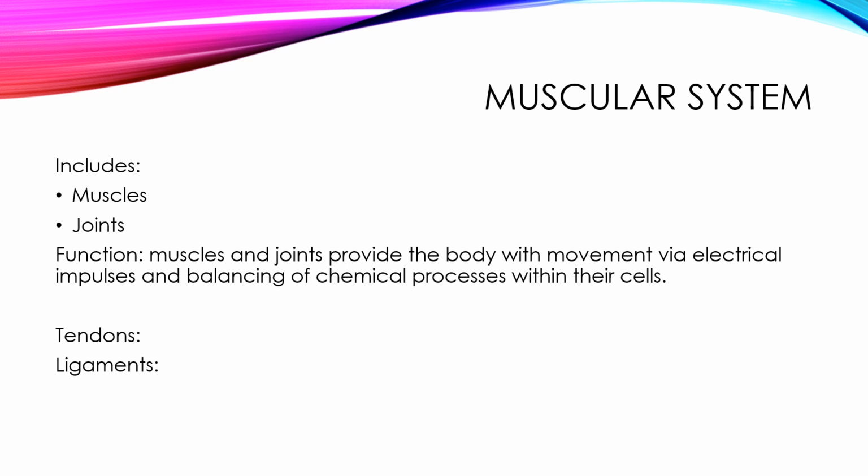The muscular system. So this includes, of course, muscles and joints. Your big function here is that they provide the body with movement via electrical impulses, and they also balance your chemical processes within their cells. So there's a whole lot of fluid shift in muscles, believe it or not. The other big thing you need to know is tendons and ligaments. So we'll get to those in a second.